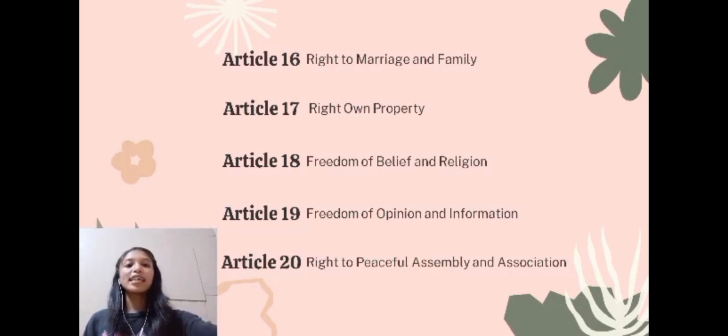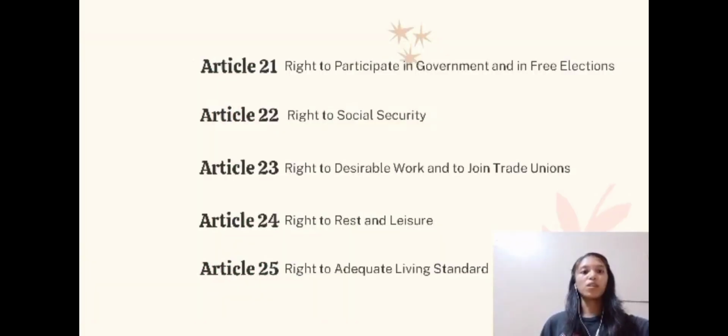Article 20, right to peaceful assembly and association. This is the right to gather publicly or privately and collectively express, promote, pursue, and defend common interests among those people. Article 21, right to participate in government and in free elections. So as an individual, you have the right to take part in the conduct of public affairs, which means we can vote and be elected and have access on general terms of equality to public service in our country.